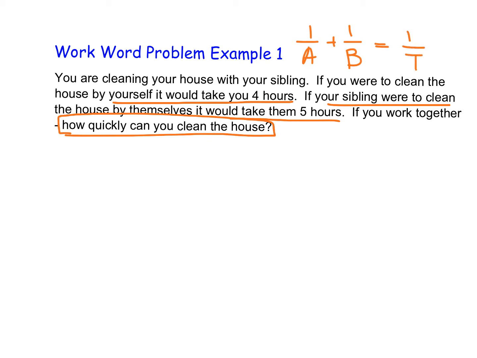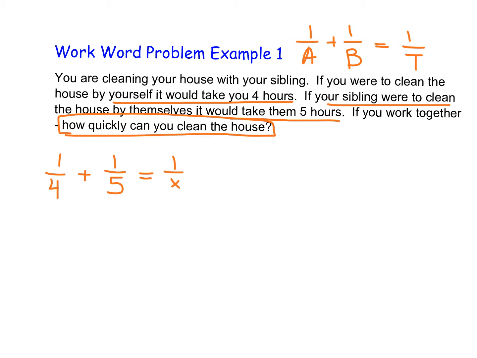So here, I would take 4 hours, so it would be 1/4, plus my sibling would take 5 hours, so it would be 1/5, and I want to figure out what the total amount of time would be for us to do that job together. Now, I can leave it as T. I'm going to turn it into X just because I like using the variable X a little bit better, but it's completely up to you. So here we're looking for how long it takes us to do this job together, and we're going to need to use our knowledge of rational equation solving.